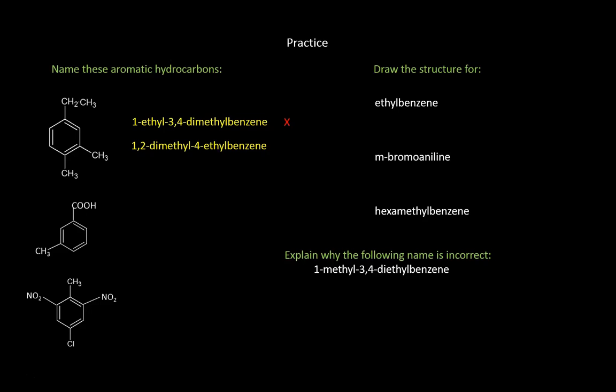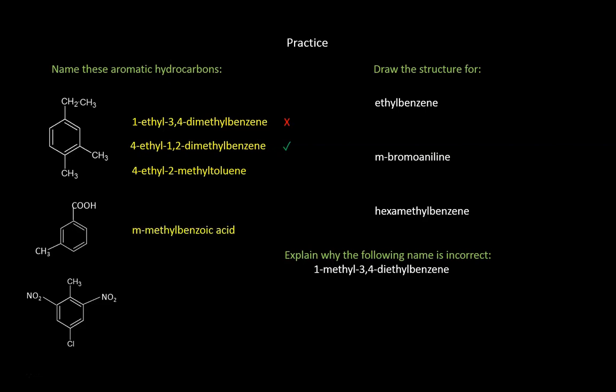Almost there. Remember to order the groups alphabetically. The final name is then 4-ethyl-1,2-dimethylbenzene. We could also look at this as a derivative of toluene, and so name it 4-ethyl-2-methyltoluene.